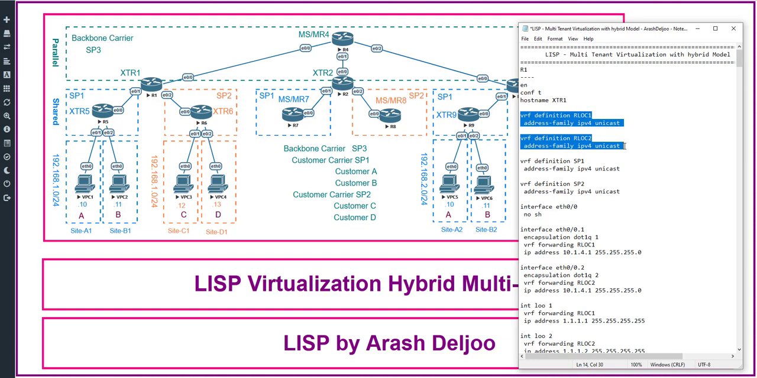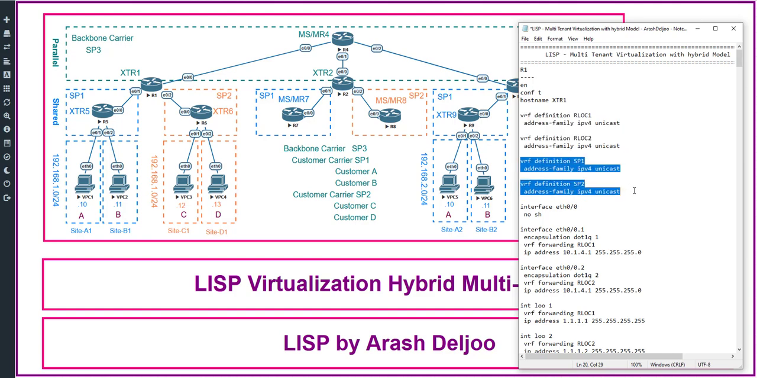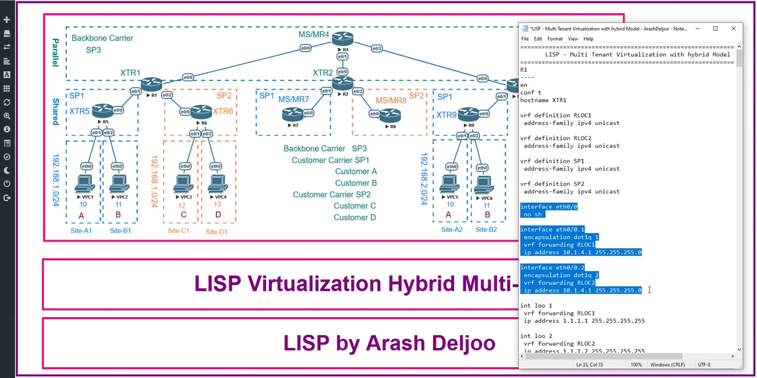These two VRFs are the RLOOK VRFs, you know it. After that, we need two VRFs for service provider 1 and service provider 2. As you can see, vrf definition SP1 is the VRF for this service provider, and vrf definition SP2 for this service provider. And now we can assign the IP addressing to the interfaces.